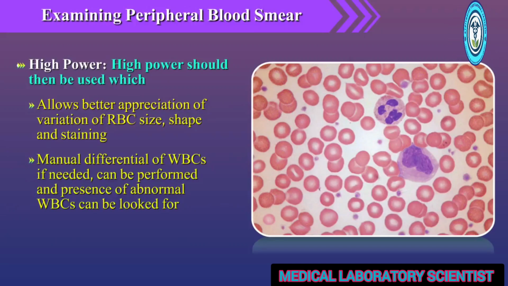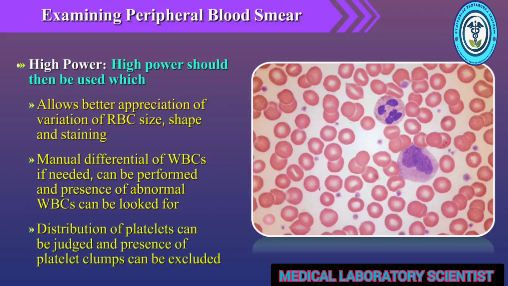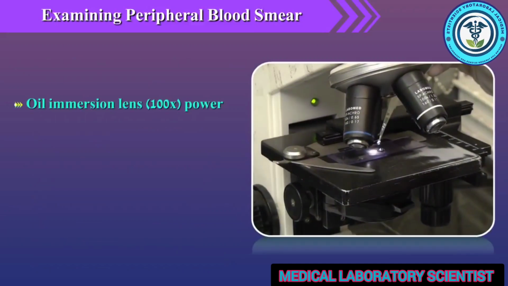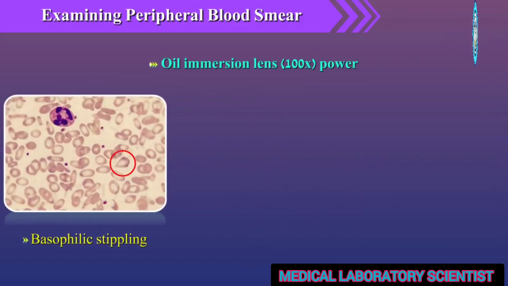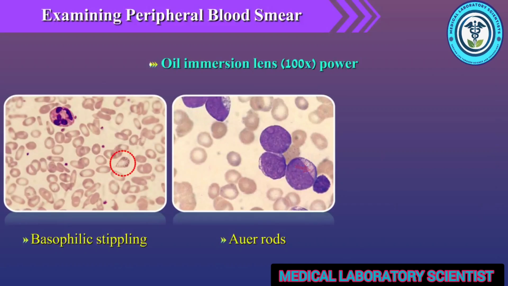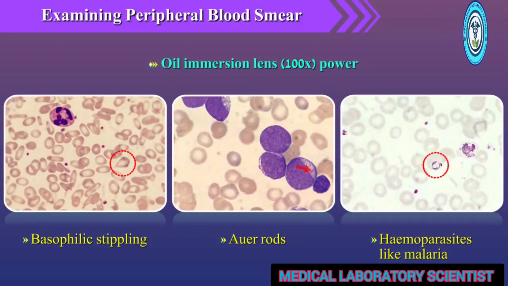A manual differential of WBCs if needed can be performed and presence of abnormal WBCs can be looked for, and distribution of platelets can be judged and presence of platelet clumps can be excluded. The oil immersion lens or 100x power should be used only for the final examination of unusual cells and for looking at fine details such as basophilic stippling or rods or hemoparasites like malaria.